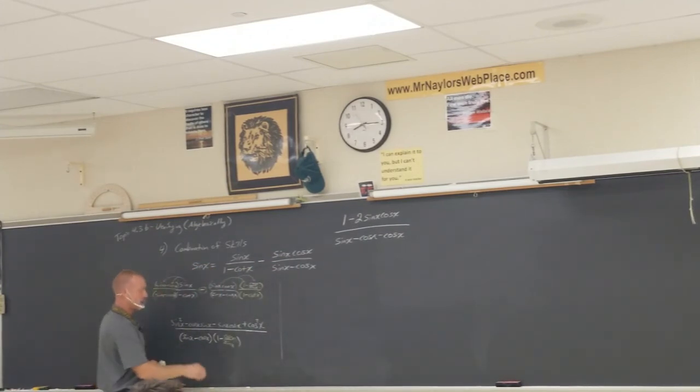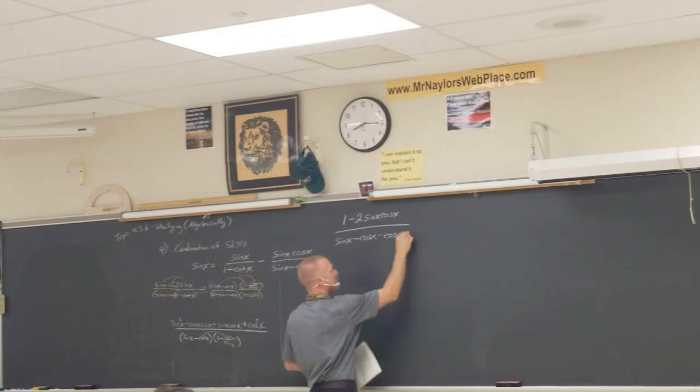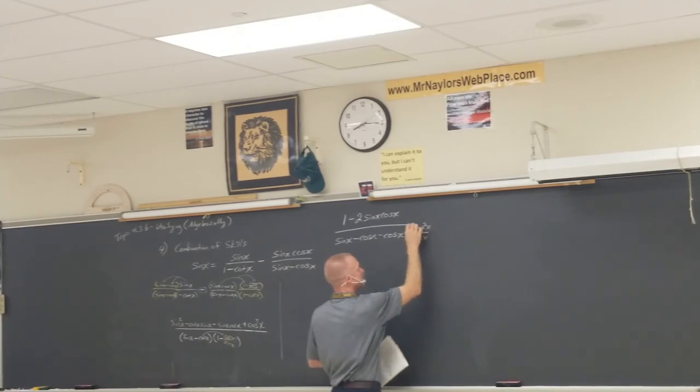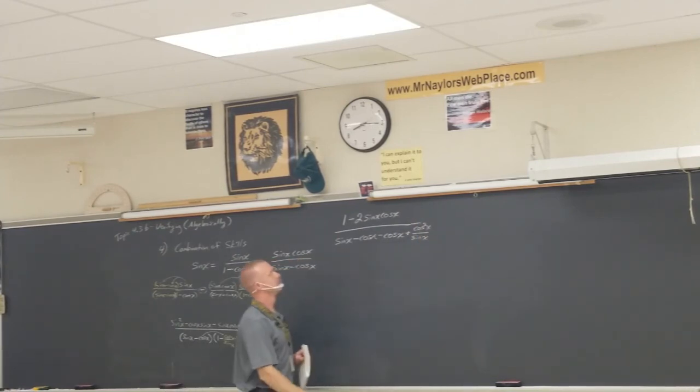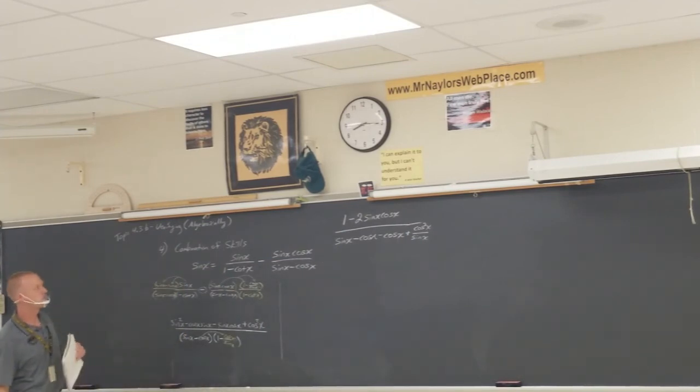Okay, and then when I do the last FOIL, it's going to be cosine onto cosine over sine. That's actually going to be a cosine squared. Being careful with negative signs, it's actually going to be a positive cosine squared. So we have sine minus cosine plus cosine squared over sine.